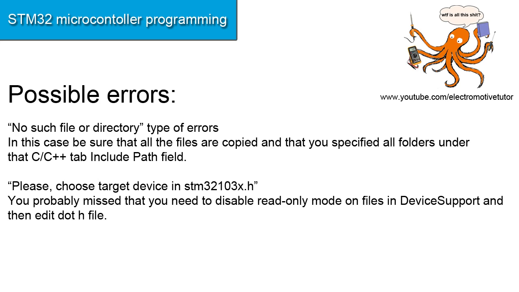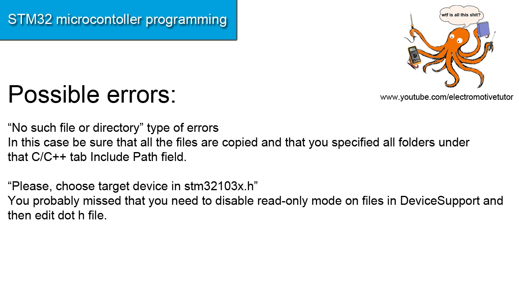Let's discuss possible errors you might have. Click Build or F7 to compile the program, which is empty for now, but we just want to be sure that all libraries work OK. There are not many errors that can pop out at this stage, but the ones I can think of are "no such file or directory" type of errors.